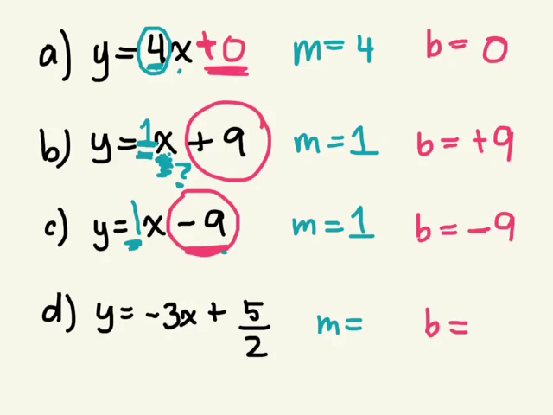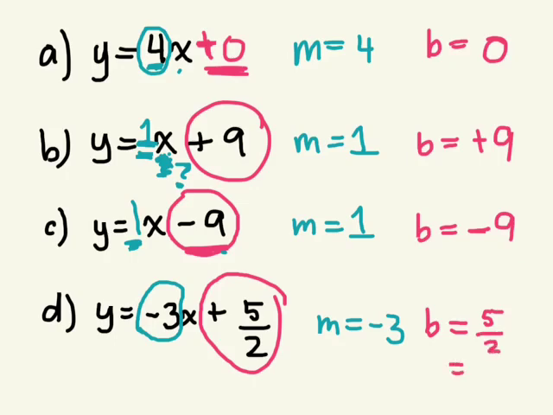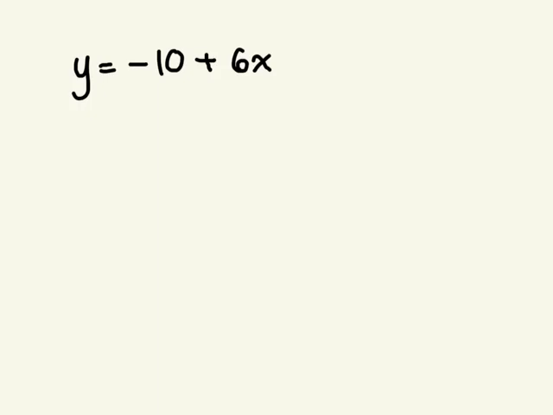Same with the slope. So the coefficient of x, the number in front of x, is negative 3. And the y-intercept, what's the number? It's going to be positive 5 over 2. And if we want to turn that into a decimal, 5 divided by 2 is 2.5. So that would be easier to graph.